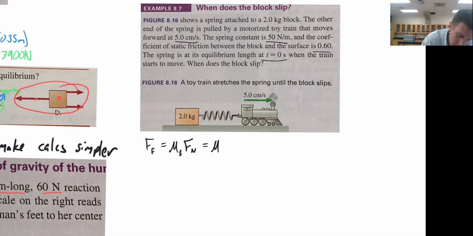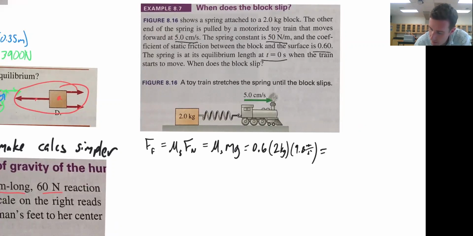So that is going to be mu sub s times mg, which is equal to 0.6 times the mass, 2 kilograms, times 9.8 meters per second squared. We'll multiply all those together. 2 times 9.8 times 0.6, 11.76. Okay. And I'm going to leave it in a lot of decimals for right now. So that's how much force I have to exert in order to get it to slip.